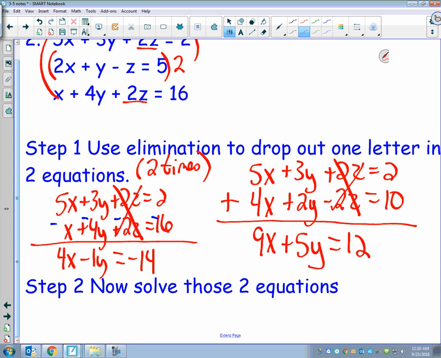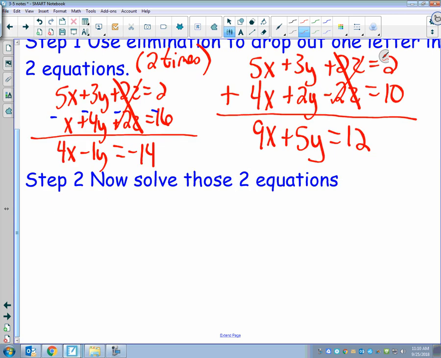So now step 2 is I'm going to solve this system, right? I'm just going to rewrite it here so you can see it. So I have 4x minus y equals negative 14, and I have 9x plus 5y equals 12. And this is what we've been doing all chapter. You could do substitution or elimination here.